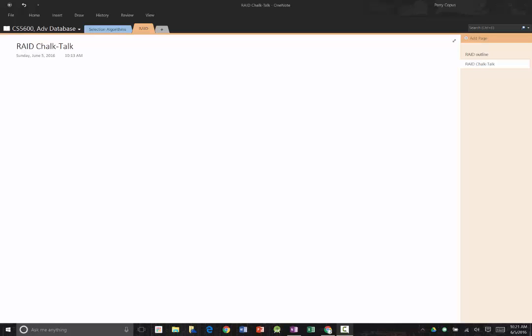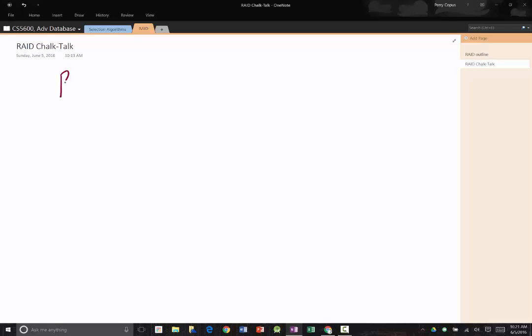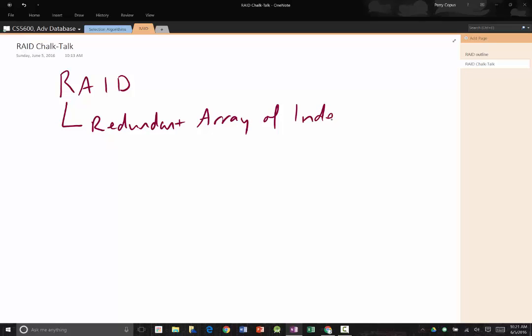Let's talk about RAID. RAID, R-A-I-D, stands for Redundant Array of Independent Disks.